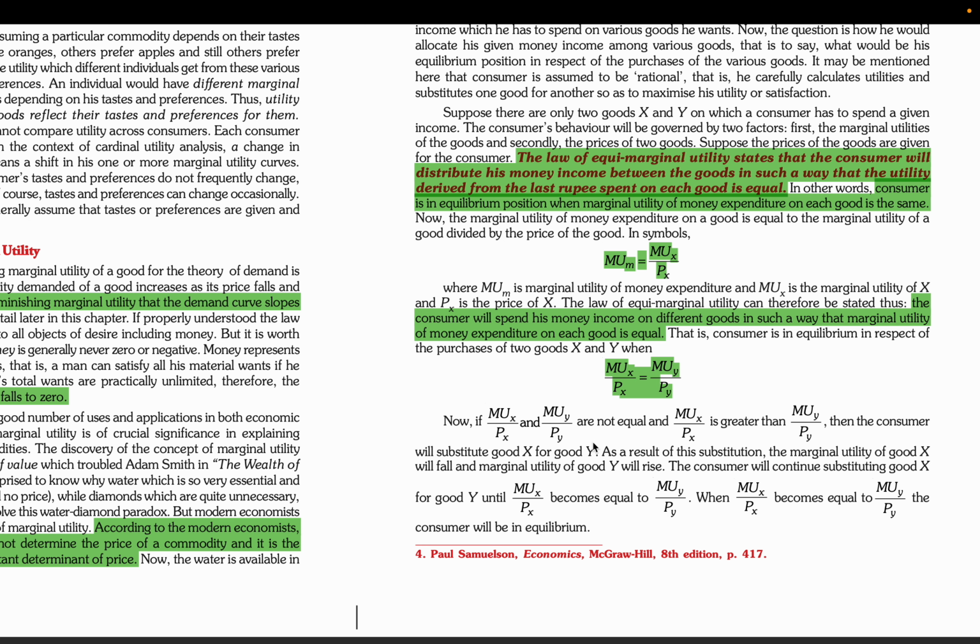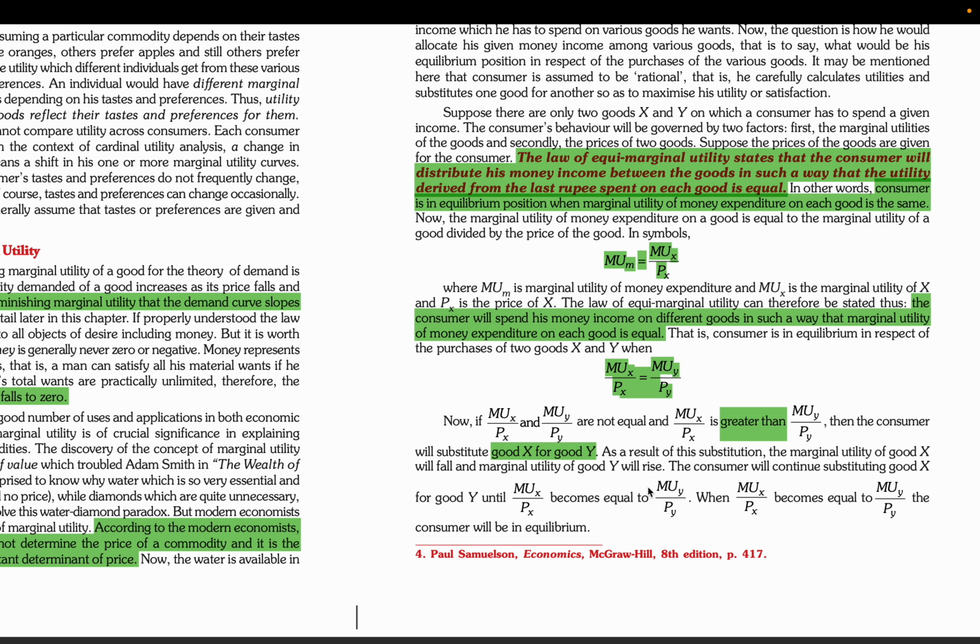Now, if MUx by Px and MUy by Py are not equal, and MUx by Px is greater than MUy by Py, basically the marginal utility of money that you derive from good X is greater than the one that you derive from good Y, then the consumer will substitute good X for Y because it's giving more marginal utility of money. As a result of this substitution, the marginal utility of good X will fall, right? MU of good X is going to fall and MU of good Y is going to rise because you're substituting good X for good Y.